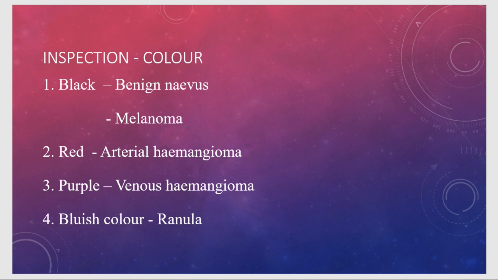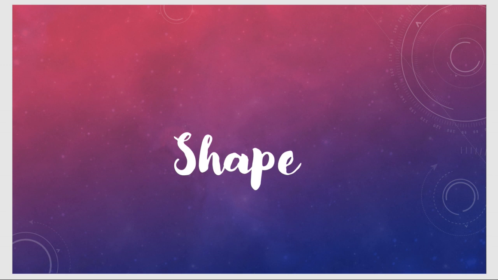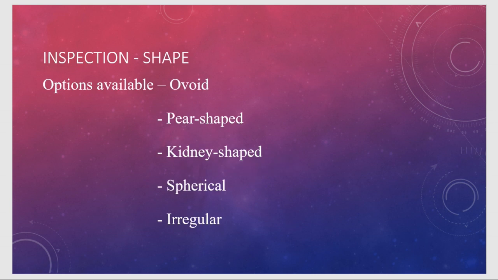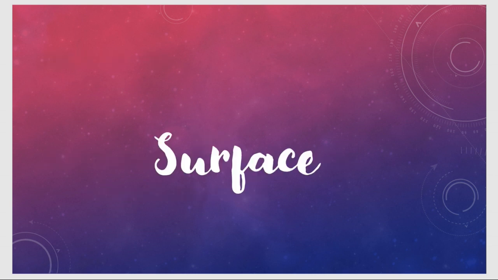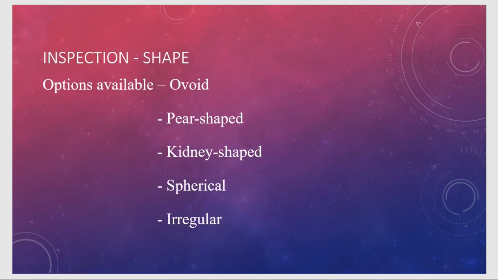Bluish color means ranula. Bluish color is suggestive of ranula. Ranula is present in the floor of the mouth, right? So bluish color, ranula. So situation or site discussed, color of the swelling, okay. Then shape, size, and surface, 3S, okay.